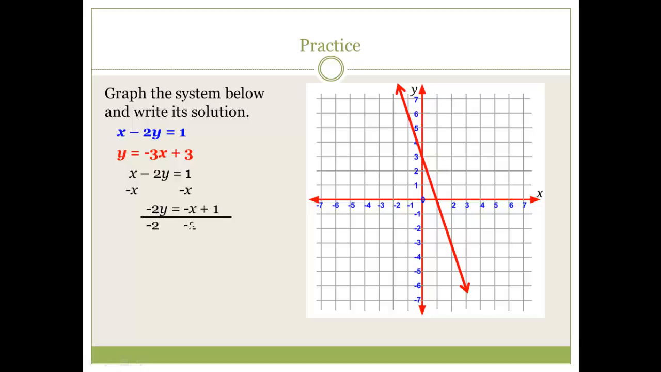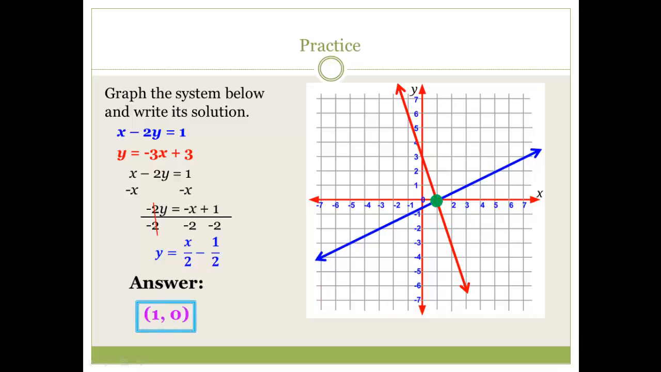Divide both sides by negative 2. The negative 2 crosses out on the left, and you're left with y equals x divided by 2 minus half. Graph the equation. It should look like the blue line. The solution is 1, 0.